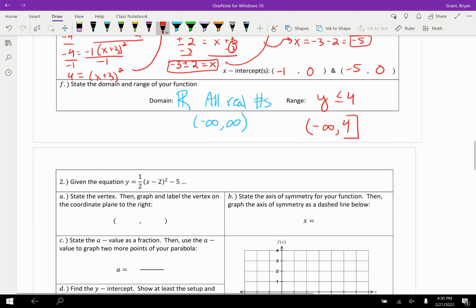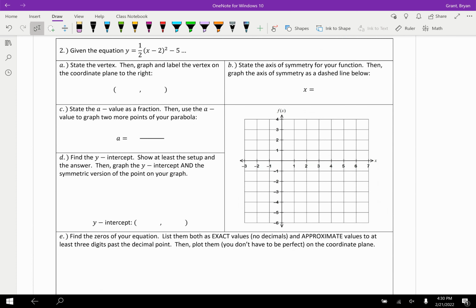So we have 1 down. Let's make sure we can do the next. Given this equation, state the vertex. Here we go. Positive 2, negative 5.